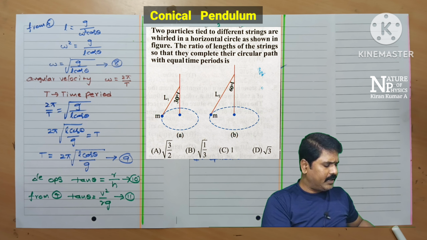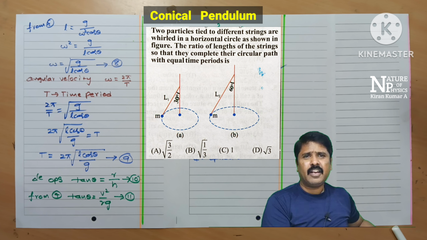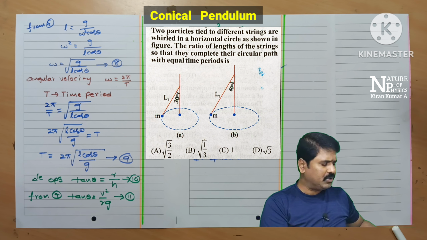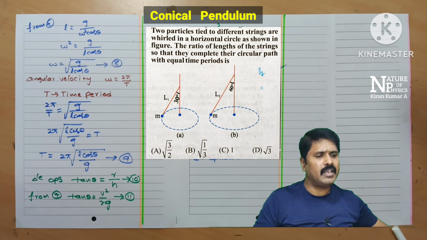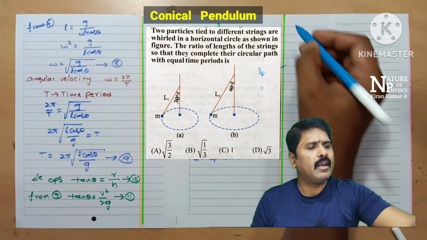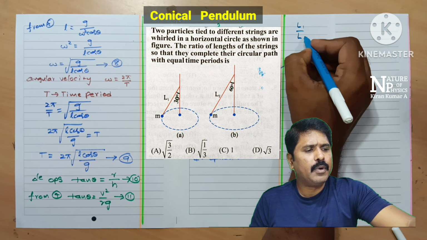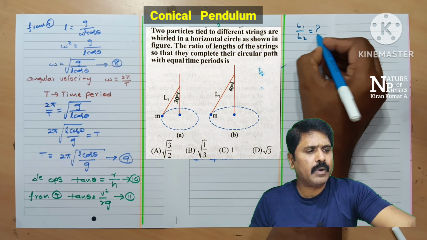Two particles tied to different strings are whirled in a horizontal circle as shown in the figure. The ratio of length of the strings so that they complete their circular path with equal time period is asked, given student. Okay, and the ratio of length is asked in this question. See there, L1 by L2 is asked here, student.